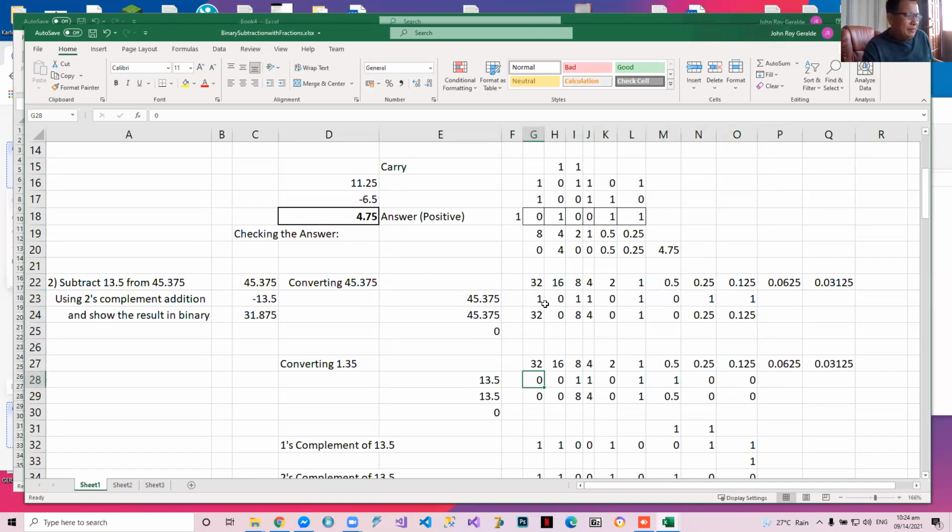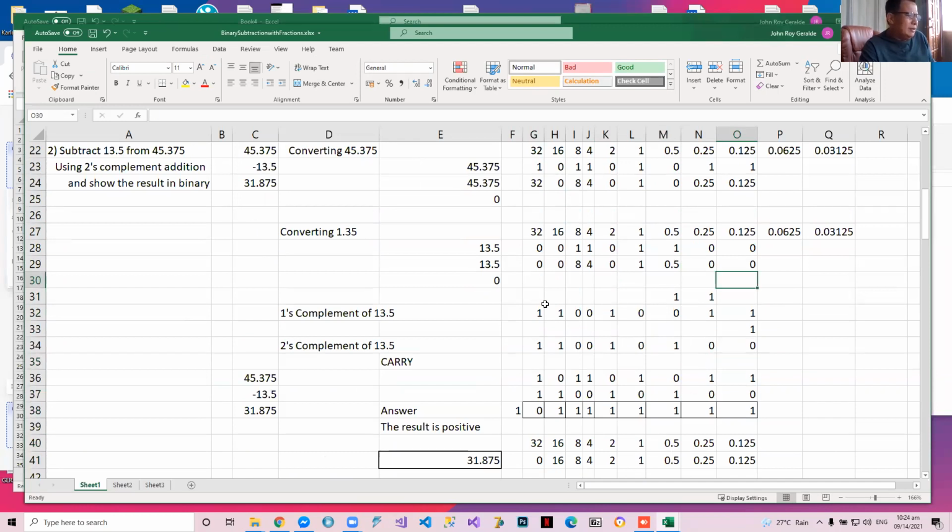And then for 13.5, let's do this. Why do we need to include 32? Because 45 requires 32, the bigger number. So we'll have 0. This is also a 0. We need a 4. We can have a 2. We can have a 1, and then we'll have a 1. Now take note, there are extra spaces here. We need to fill in the zeros, because the smallest fraction is 0.125. So we'll have to put it here.